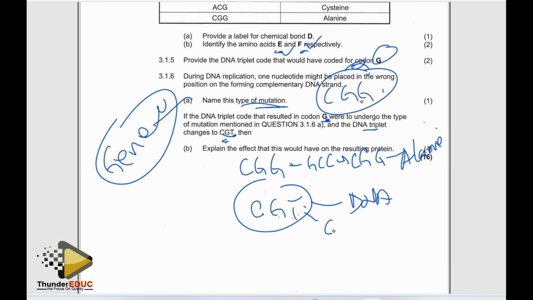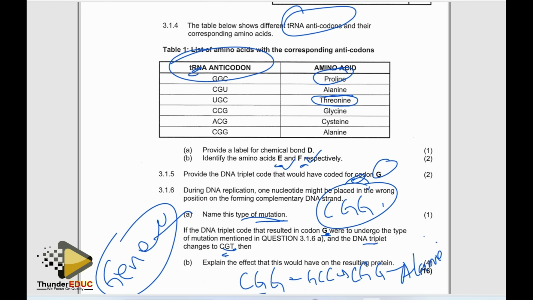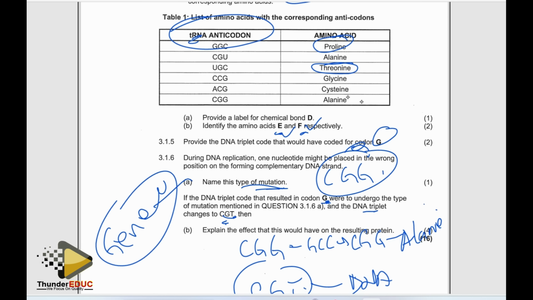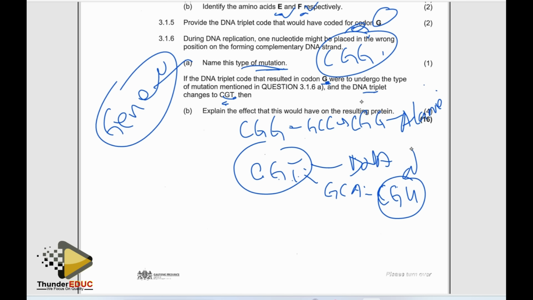And then CGT, I convert it, it's going to be GCA, and then I convert it again. It's going to be CGU. So I look for CGU. CGU is alanine. This one is alanine, even this one is alanine. So basically, the protein will not change. That's the meaning, guys.